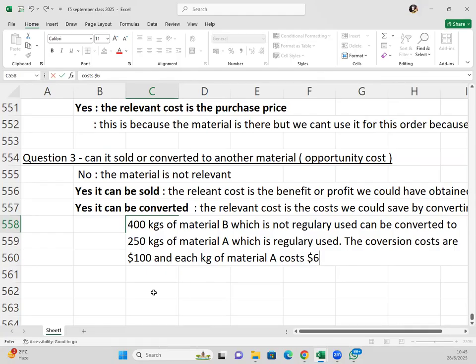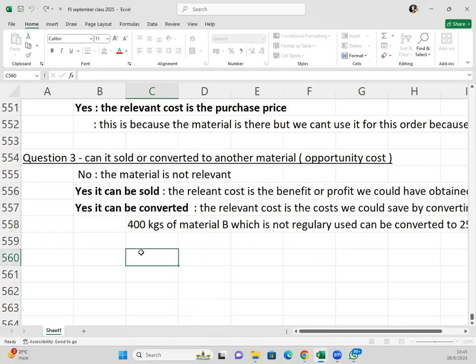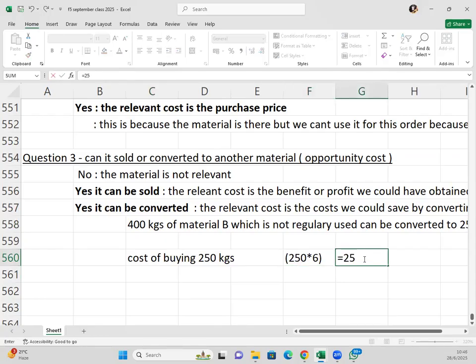So I was saying that the relevant cost is the cost saved. So I want us to calculate the cost saved by conversion. So if we were to convert the 250, it means that we save the cost of buying 250 kgs, because these 250 kgs were being bought at $6 per kg. 250 times 6. So it means to buy these 250 kgs, we would need 1,500.